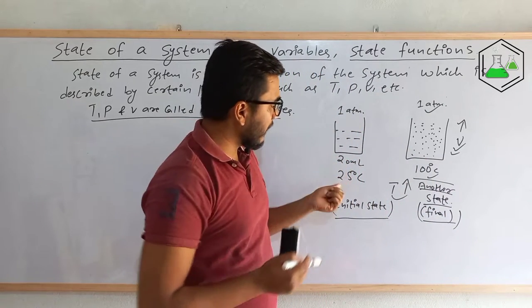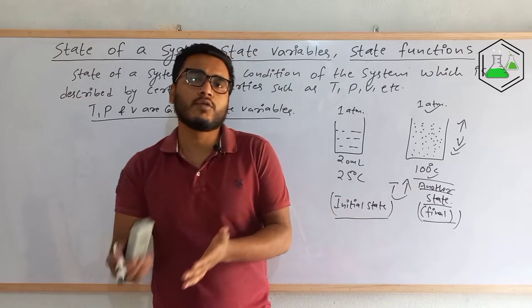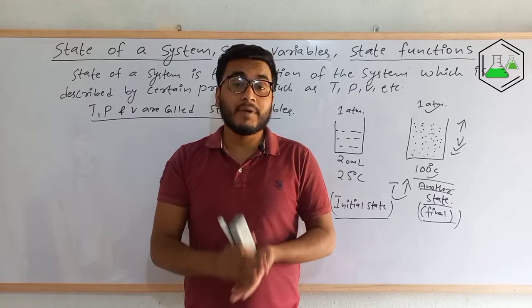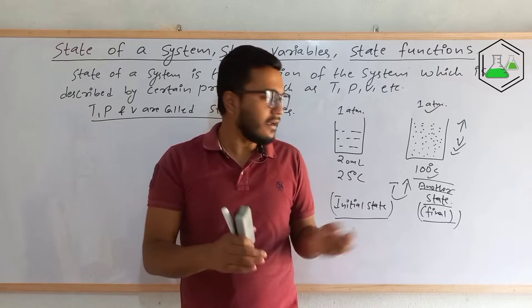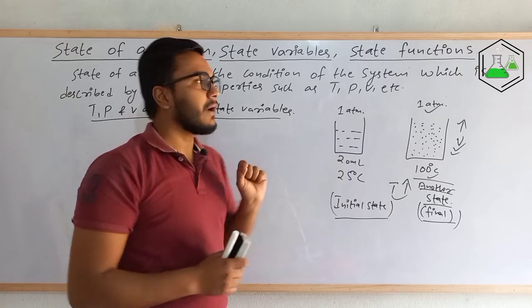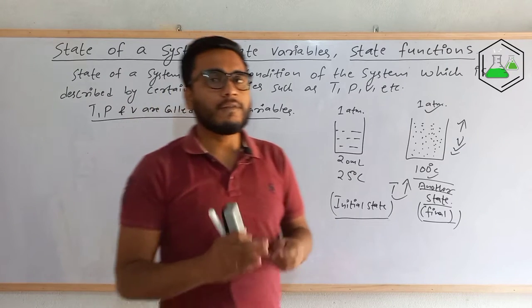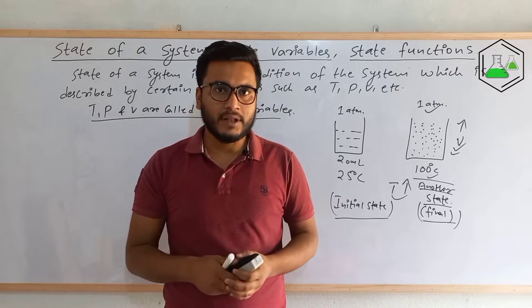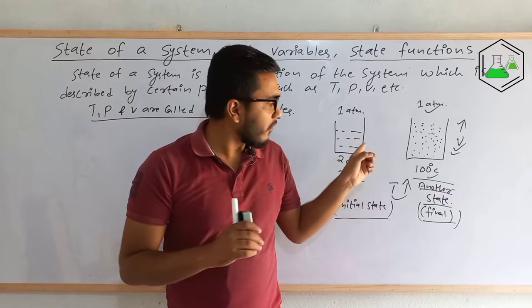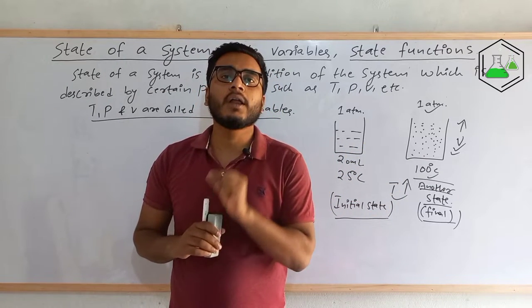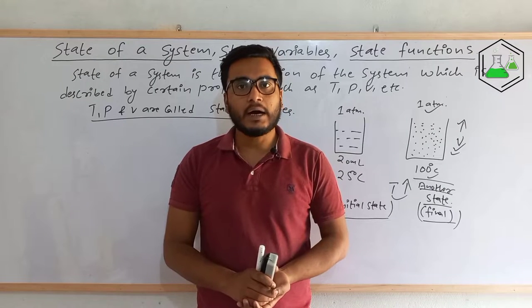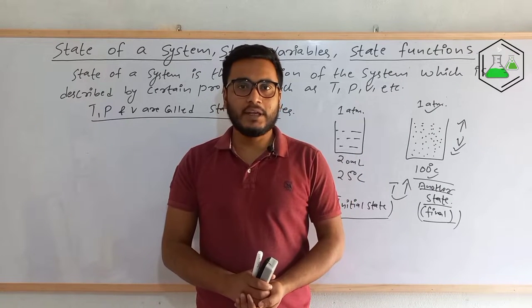Now here what do we see? If temperature is being changed, volume is also changing. That means if one of the state variables changes, then another state variable will automatically change along with it. That's what state variables actually are, and state variables are the basic fundamental properties of state of a system. That means to define a system completely, we need state variables. So all the properties that define a system are called state variables, and if all the properties are given, that condition is called state of a system. I hope you understood what state of a system and state variables actually are. Now let's understand what state function actually is.